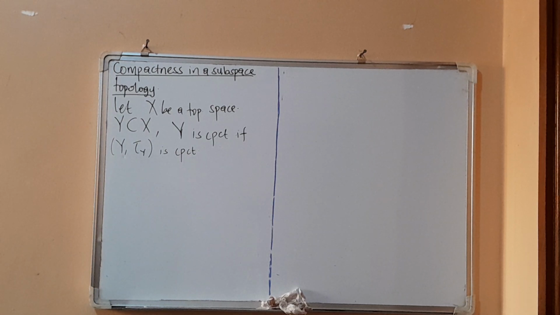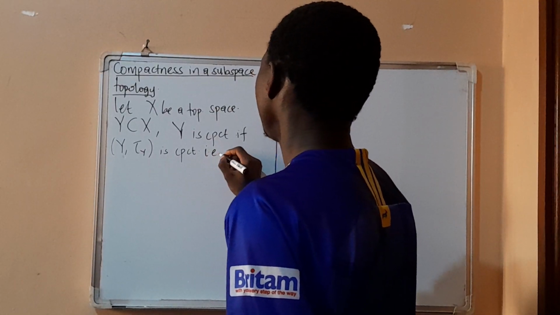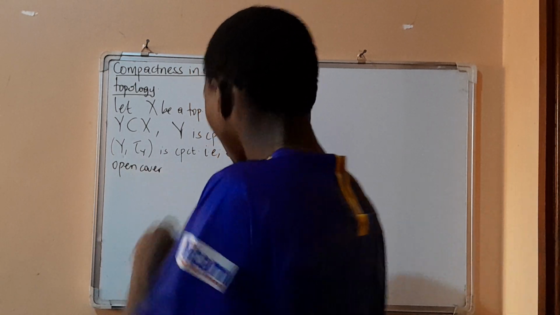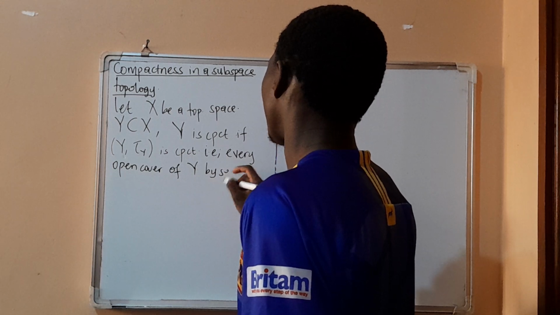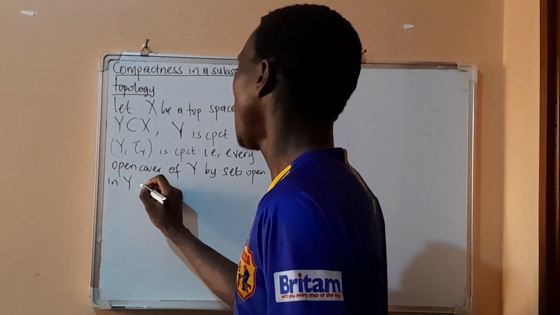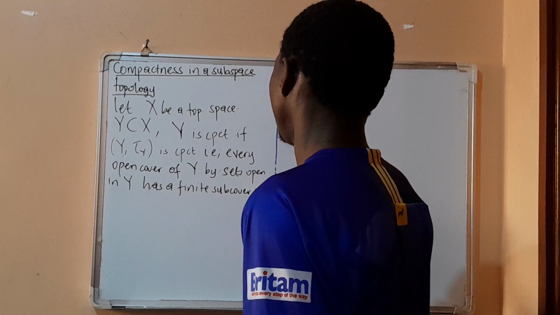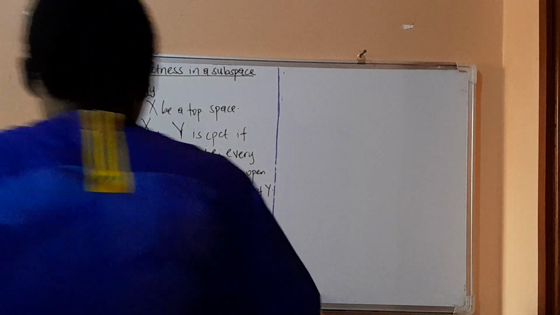So what does that mean? For Y to be compact in the subspace topology, that means that every open cover of Y by sets open in Y has a finite subcover of Y. So that's what it means for a subset of X to be compact.